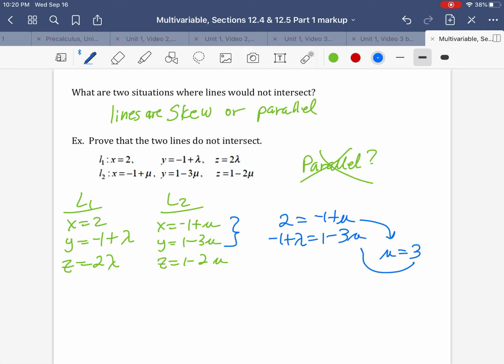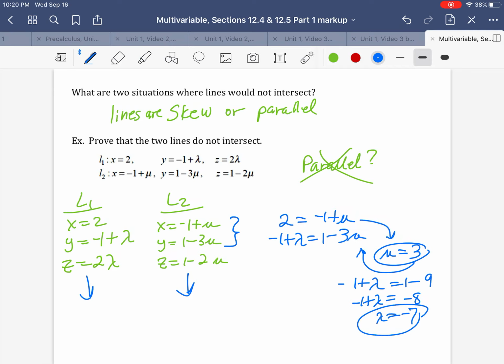If mu is 3, I'm going to plug that into there. So I get -1 plus lambda equals 1 minus 3 times 3, which is 9. So that's -8 equals -1 plus lambda. So lambda would be -7. All right, so I'm going with those two things. So let's try them. If I try those two values in my equations, let's see what we get.